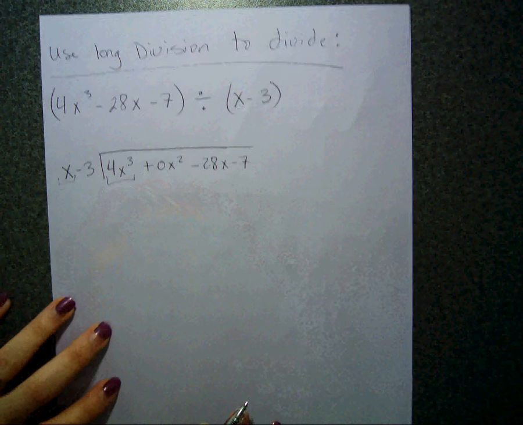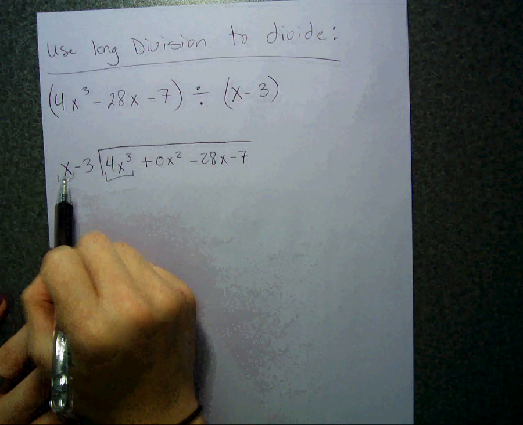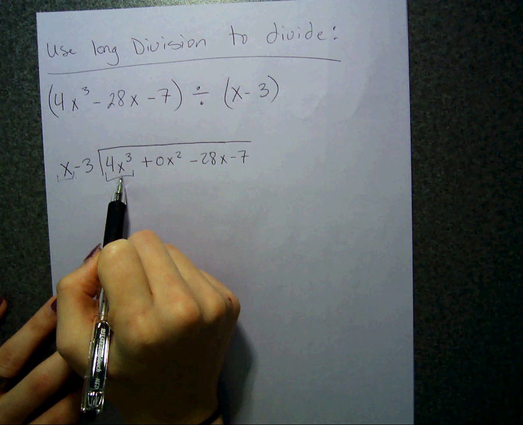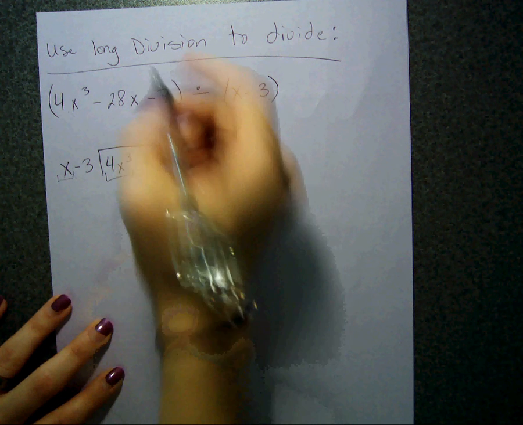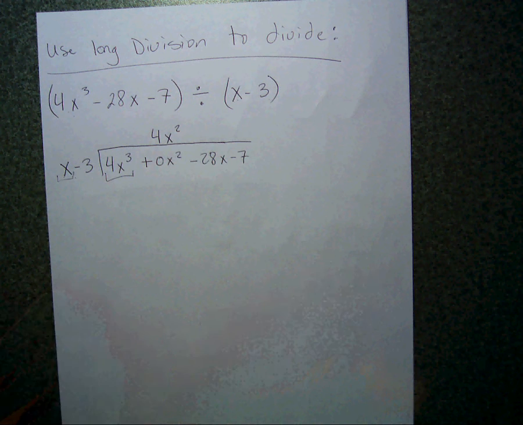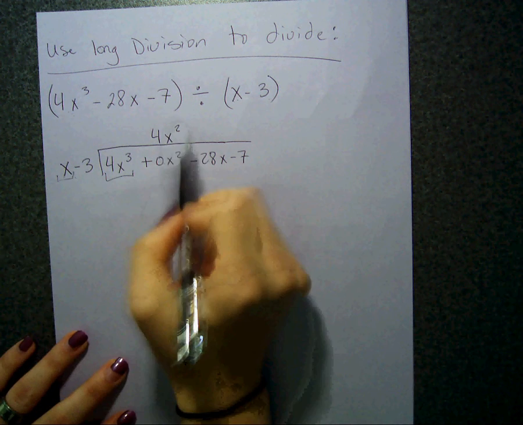I'm going to think, what do I multiply x by that gives me 4x cubed? 4x squared, right? If I multiply x times 4x squared, I should get 4x cubed. So the first value I have is 4x squared.